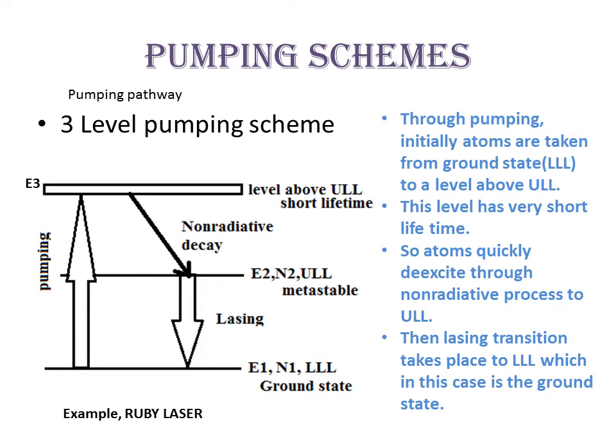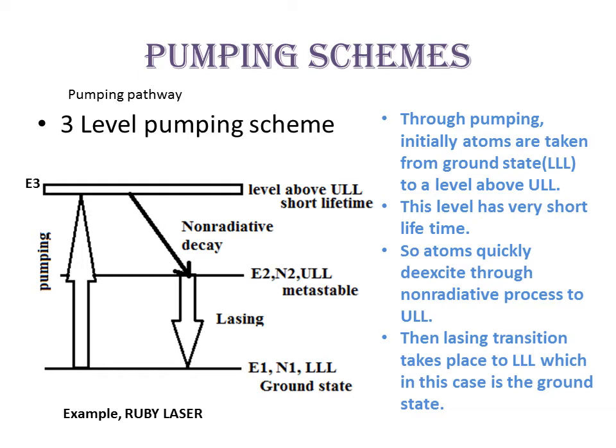Here the lower laser level is the ground state and the upper laser level is the second level, E2. Since it is the upper laser level, I have marked it as metastable, which means it has a longer lifetime compared to other excited states. Then there is one level above the upper laser level, which we require in order to create population inversion.